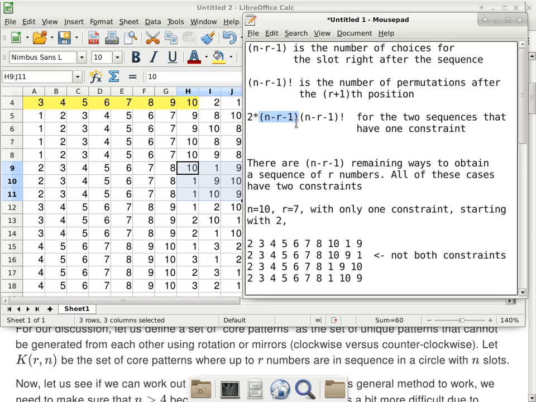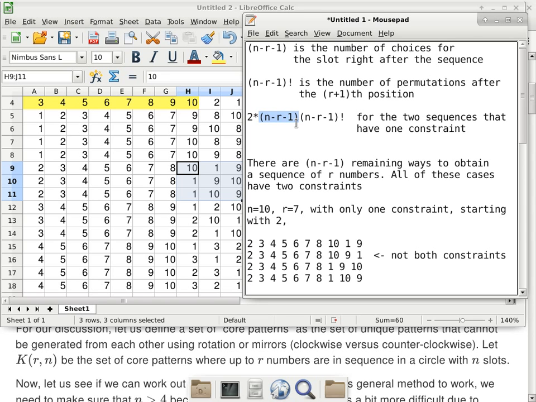Well, what about the rest? First of all, how many numbers do we have left? We have n minus r minus 1 remaining here. But the ordering of these, I don't really care, because I can end with anything here, because nothing can precede a 1, so I'm not worried about this end. That's why I said that there's only one constraint in this case. So that's why there are n minus r minus 1 factorial permutations for the rest. And that's how I come up with n minus r minus 1, times n minus r minus 1 factorial.